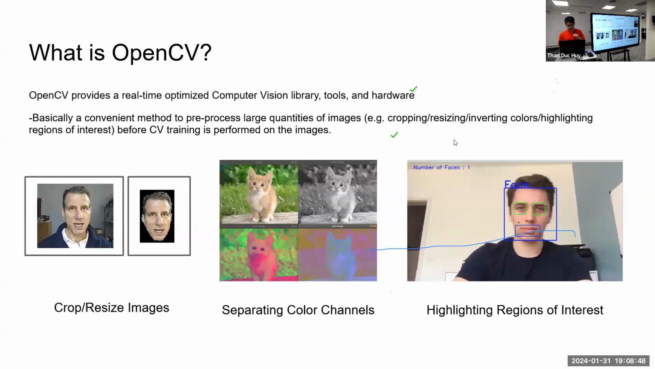All right, so moving on. Today we're going to talk about OpenCV. For most of your computer vision models, it all boils down to OpenCV because it is the foundation of most modern-day computer vision models. So what actually is OpenCV? OpenCV is a real-time optimized computer vision library, which provides tools for manipulating images, for example cropping images or highlighting regions of interest. Also, you can manipulate colors.